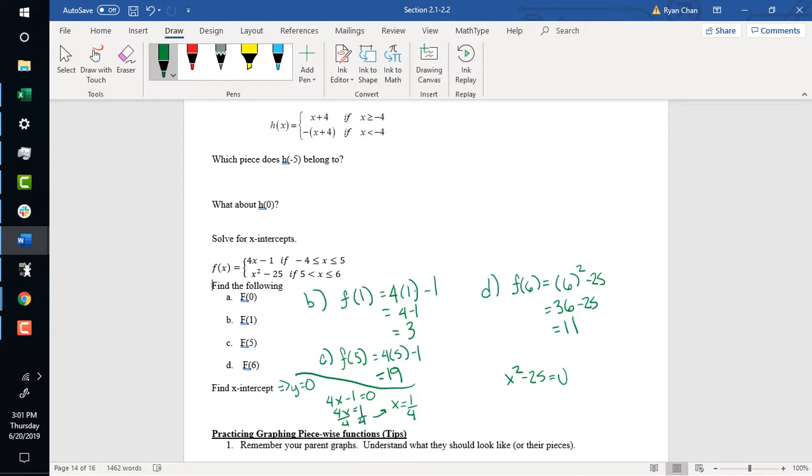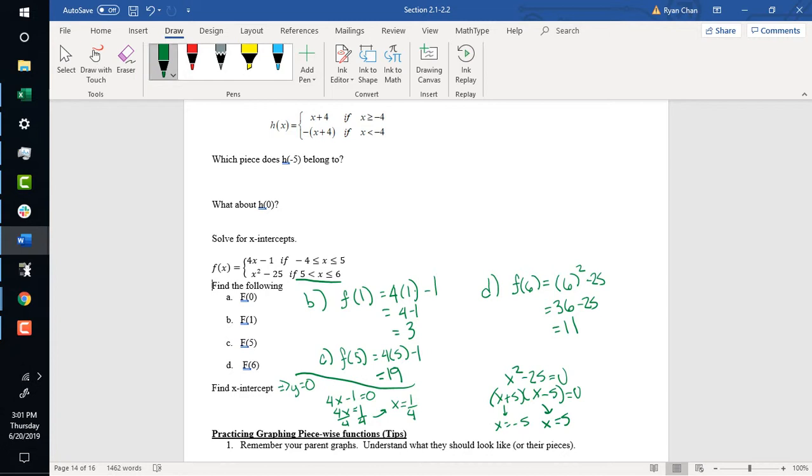So this one, remember, when you solve this, you can factor it. This is x plus 5, x minus 5. And this becomes x equals negative 5, and x equals 5. Now let's talk about this. We have to be really careful about the situation at hand. X squared minus 25, if we look up here, only works if x is greater than 5 and less than or equal to 6.